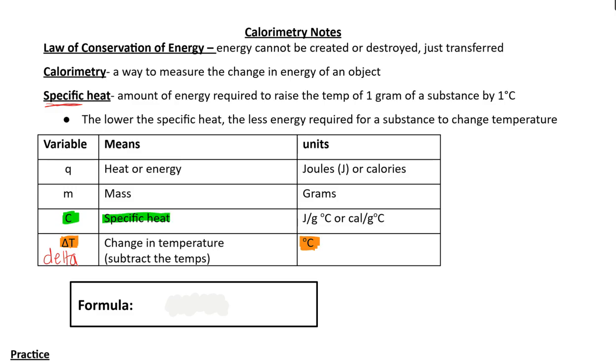Then the delta T, the change in temperature, has the unit of degrees Celsius. So be really careful that you know which one is which, all right? All of these variables get put together into this formula that we're going to say Q equals MCΔT, okay? So Q, the heat or energy, equals mass times specific heat times the change in temperature.